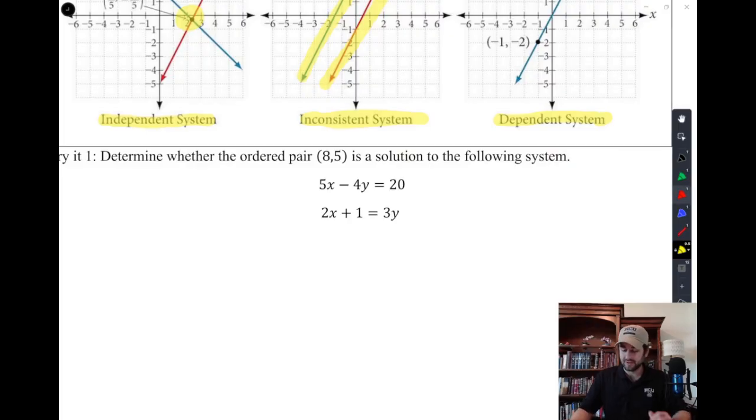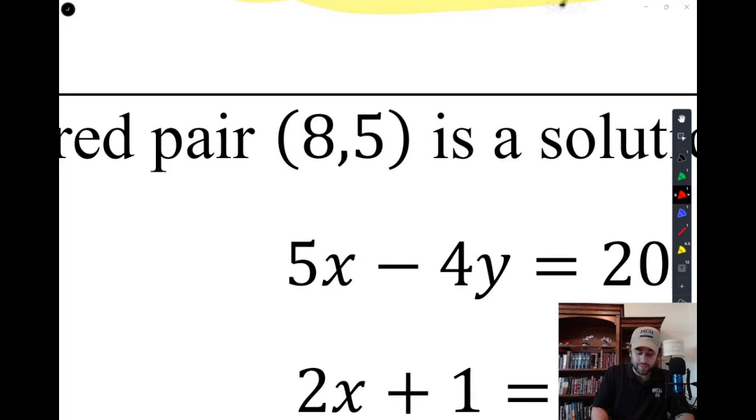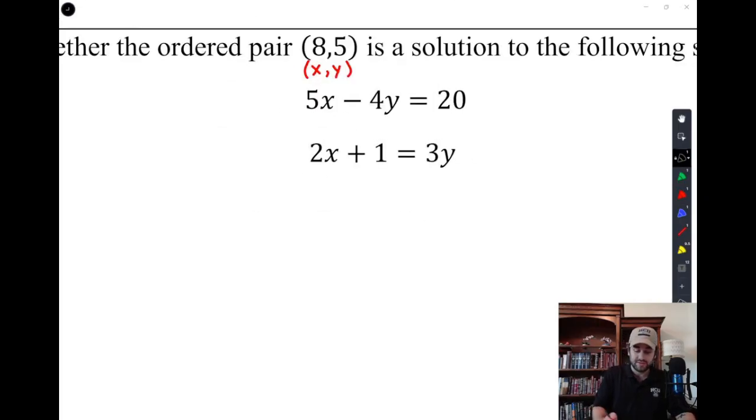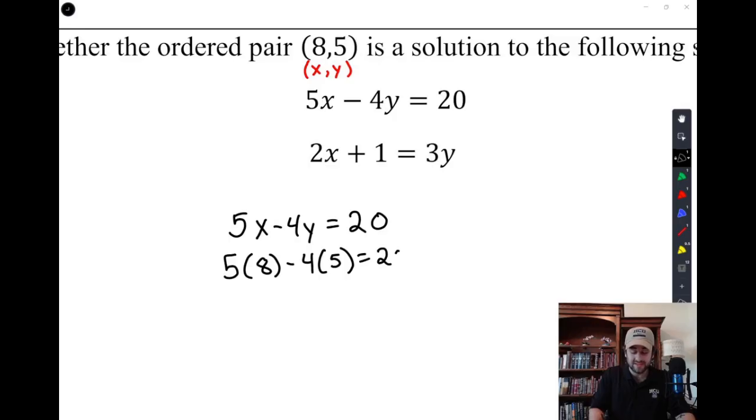All right, so we're going to get started by just verifying a solution and seeing if something's true. And so here we have a point. Remember, all points are x comma y. And so to verify that this point is true, we're just going to plug and chug it in and see if it's true. And so we have 5x minus 4y equals 20, which means I'm going to plug those points into x and y. So 5 times 8 minus 4 times 5 equals 20. And see if that's a true statement. 40 minus 20 equals 20, which means 20 equals 20.